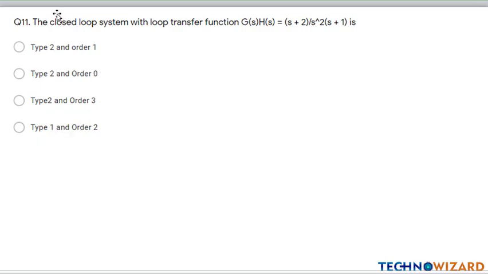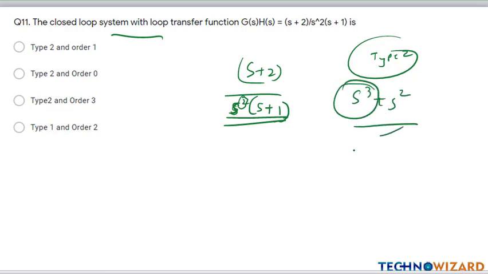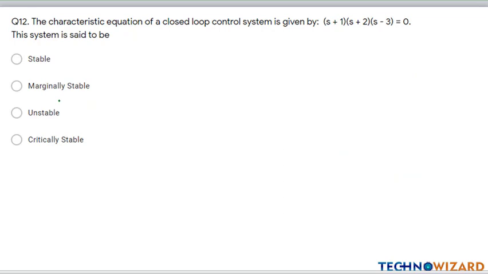Question number 11. The closed loop system with loop transfer function is given as s plus 2 upon s square into s plus 1. Here you should see the power of s. The power of s is 2. Therefore, it is a type 2 system. On multiplying the denominator, we will get s cube plus s square. Therefore, the order is 3. Order of the system is 3. Therefore, option C, type 2 and order 3, is the correct answer.